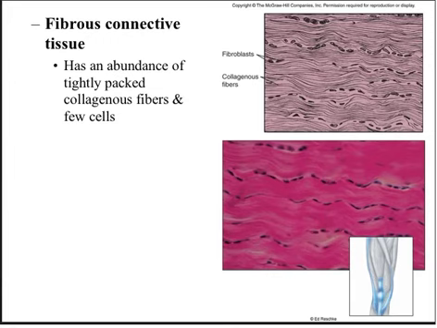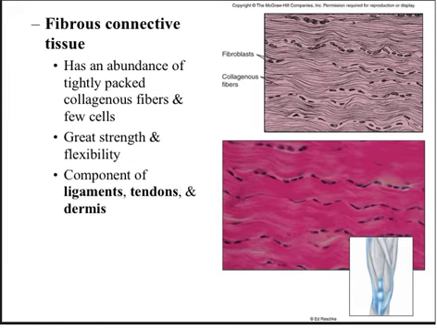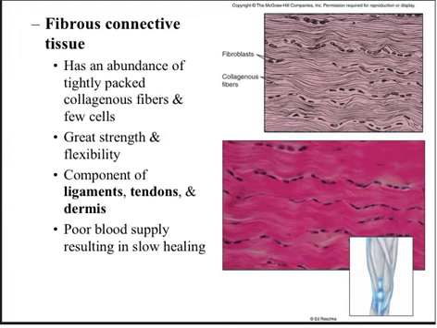Fibrous connective tissue has an abundance of tightly packed collagenous fibers with relatively few cells scattered throughout, provides for strength and flexibility. It's a major component of ligaments, tendons, and also the dermis. Very important to understand with fibrous connective tissue that due to its poor blood supply, it heals relatively slowly. This is probably best reflected when you sprain an ankle or when you rupture a ligament. The healing time for a tendon, which is fibrous connective tissue with a moderate blood supply, is relatively slow, but it eventually does heal.